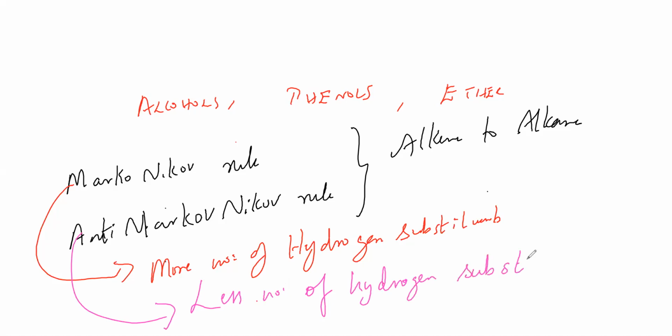So before starting the class, I just want to tell you, both are used to convert alkene to alkane. That is fine. But we should know what is Markovnikov rule, what is anti-Markovnikov. Please write down this thing. The only difference is that more number of hydrogen substituents are required for Markovnikov rule, and less number for anti-Markovnikov rule. So this is just for your understanding. All the sessions will be recorded and I'll be sending you the same. So no need for you to worry.